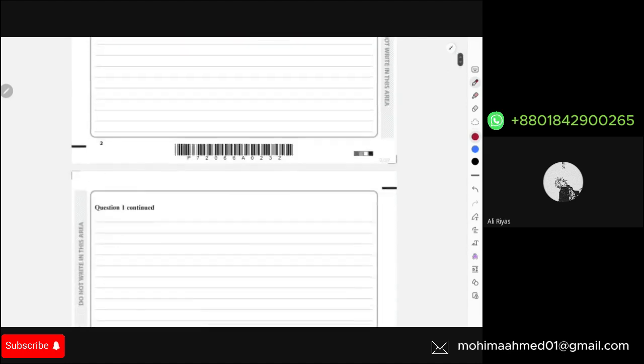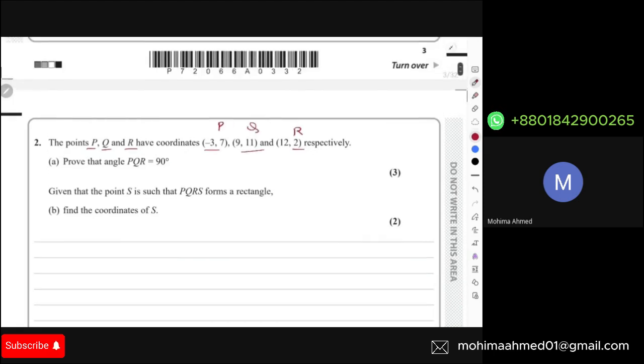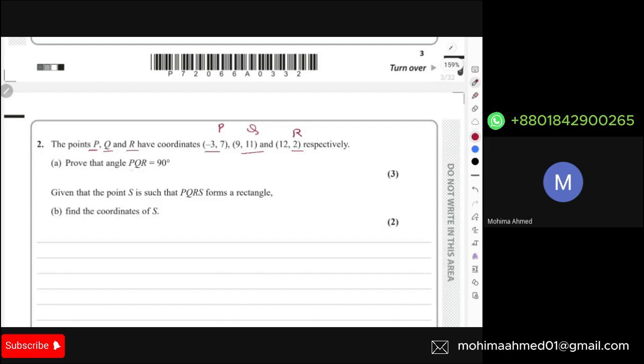Okay. Then question 2, it says point P, Q, and R have these three coordinates. This is P, Q, R, and we need to prove that angle PQR is 90 degrees. Okay, 1 minute.